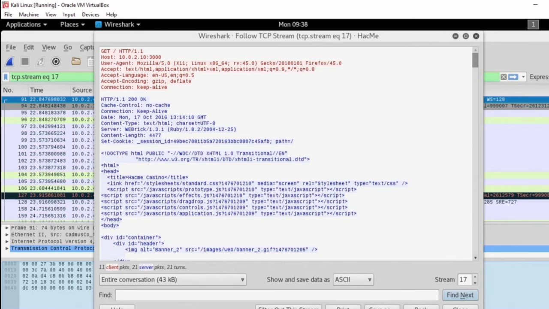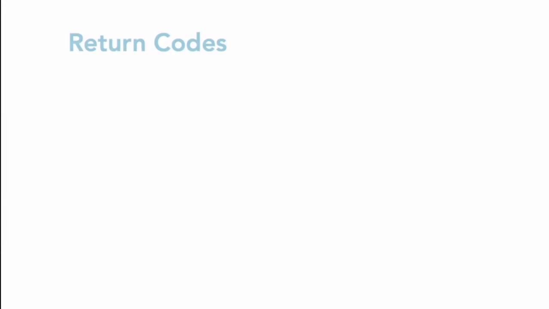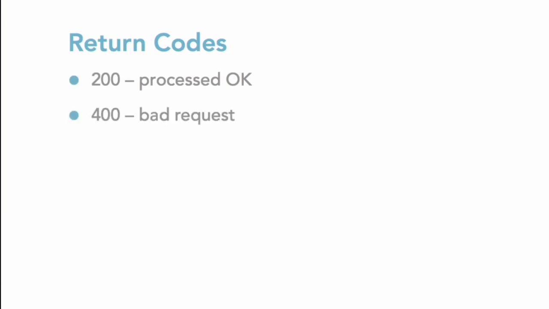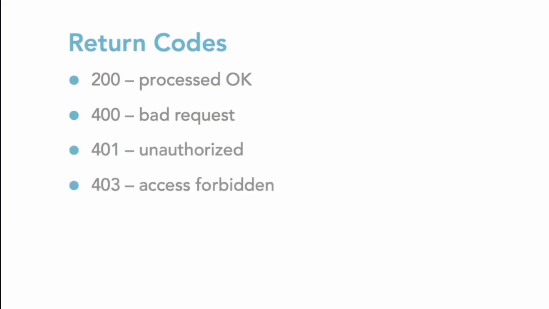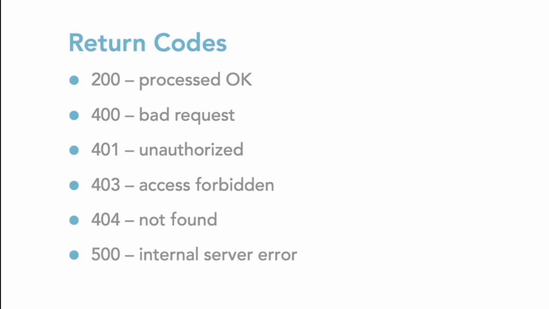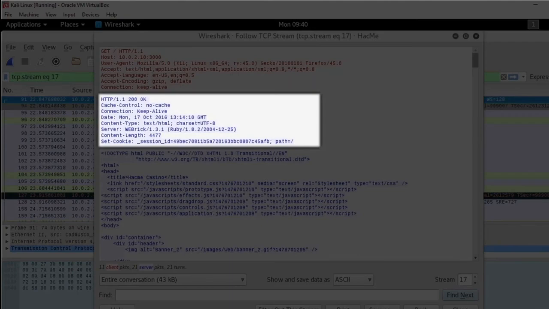The web server returns an HTTP response, which starts with the line HTTP/1.1 200 OK. There are 6 common status codes. 200 indicates that the request was processed without any problems. 400 is a bad request. 401 is unauthorized. 403 means access is forbidden. And 404, an unknown page. 500 is an internal server error. The next line indicates no caching is being used. This is an optional feature for a web server which can be used to improve performance.